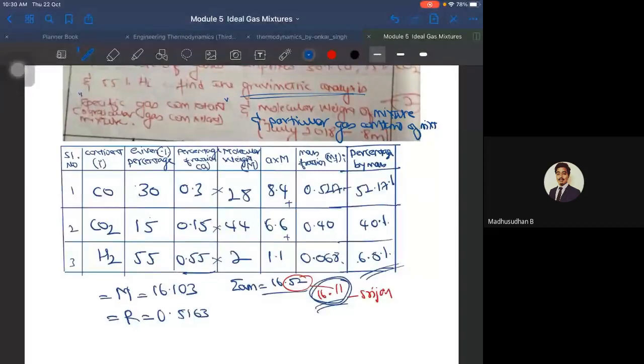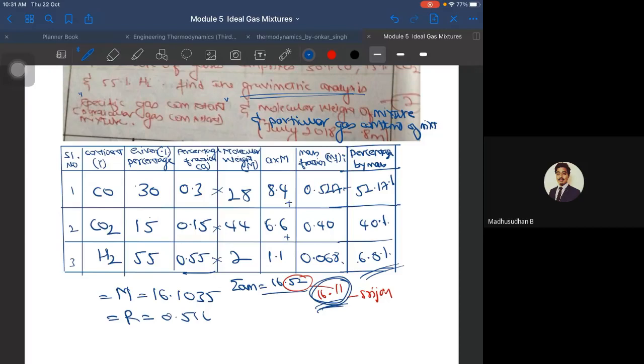So change the value to 16.11. Accordingly, give me the value for M and R, because the M and R values also change over there. You change the entire thing. What is the value of M if sigma A cross M is 16.11? 16.1035. Very good. R value? 0.5163. That's great, guys.